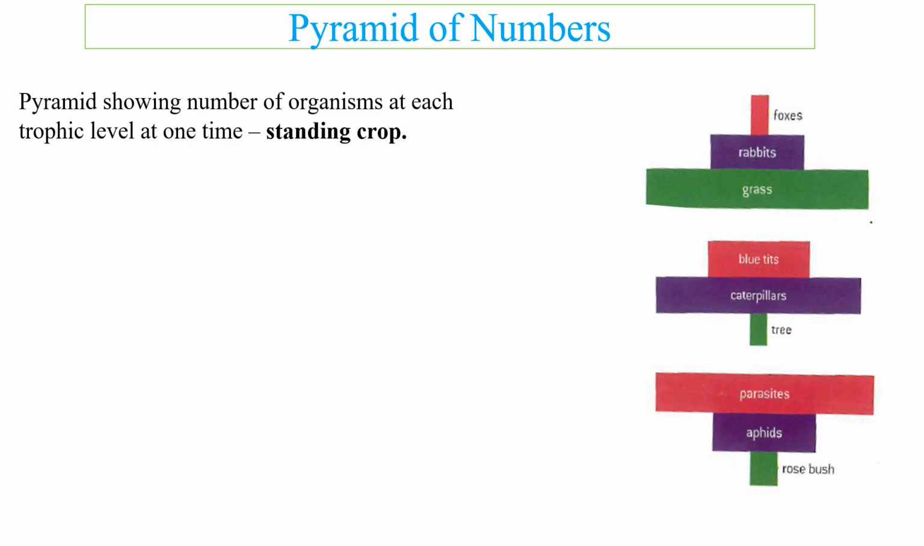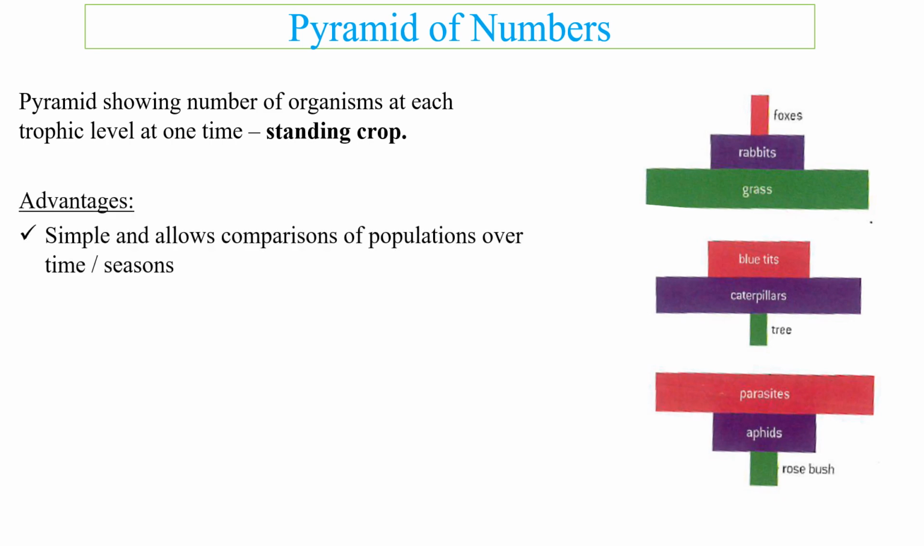So the first type of pyramid is a pyramid of numbers. This is the idea of just counting the standing crop, so the number of organisms at each stage in a food chain. The advantages of this are that it's really simple to do. You can count them relatively easily, you can compare populations over time, and you can take that data and analyse it quite quickly. And here you can see what you'd expect to see: there's more grass than rabbits, and more rabbits than foxes in a population.